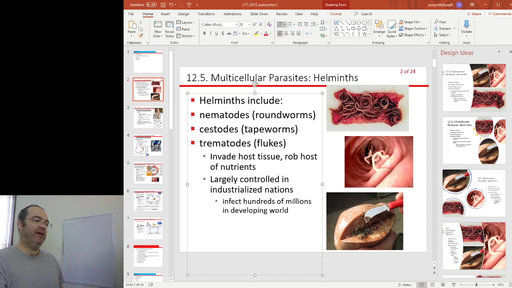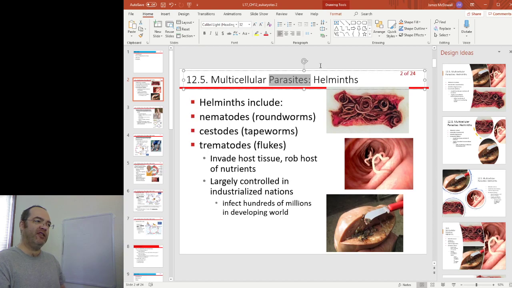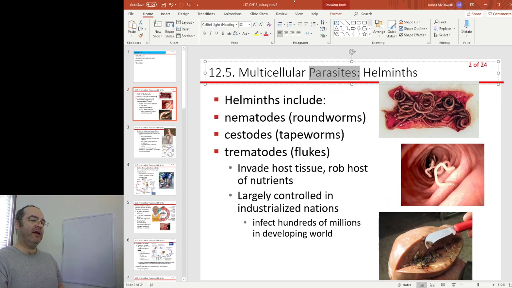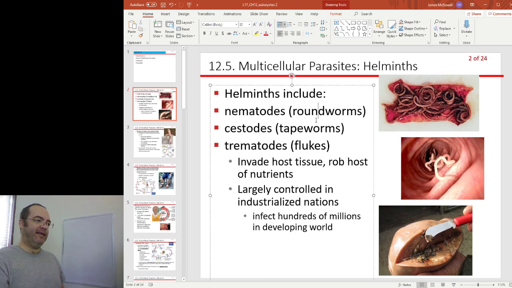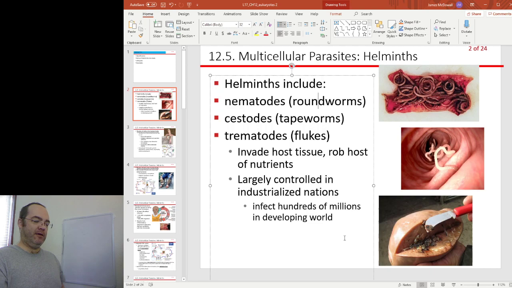Many of these helminth infections are controlled in the industrialized nations, so in the first world. So once again, this is a case of the developing world being primarily infected and impacted. So, number one, it's hard to make drugs that are effective against helminths but don't also harm the host. And secondly, these infections are in some of the poorest parts of the world.